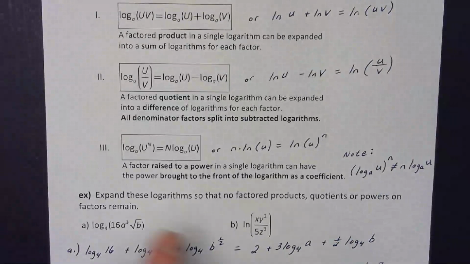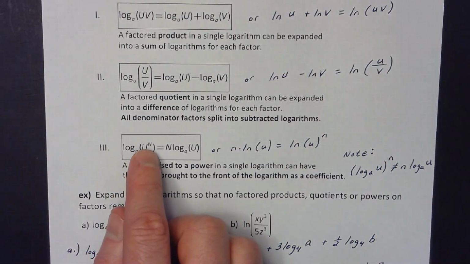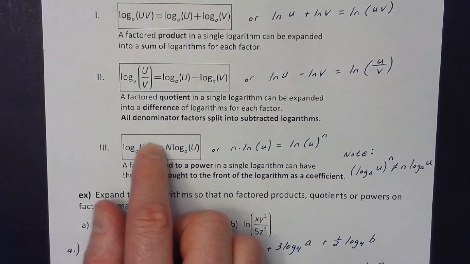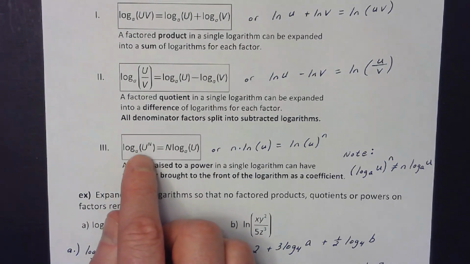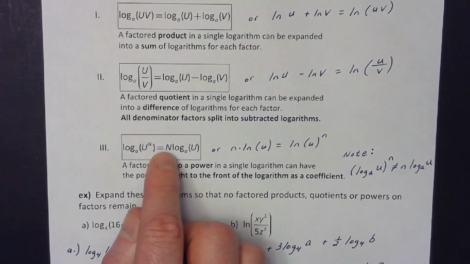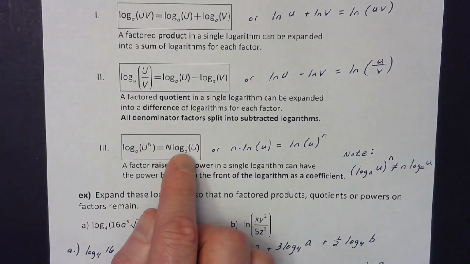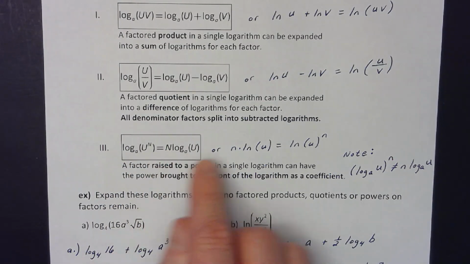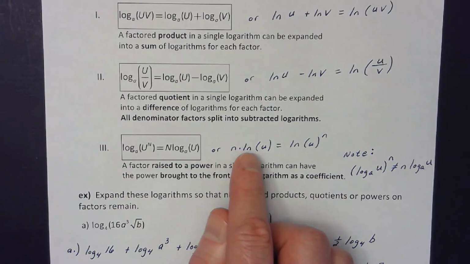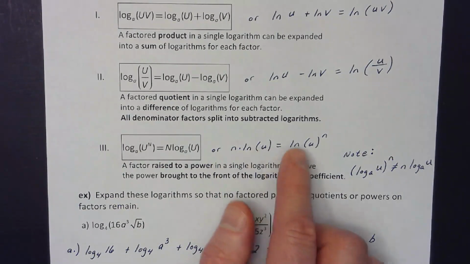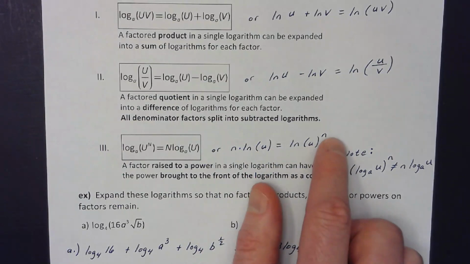Now, anytime you have a power on a term inside of a logarithm, then that power can come out in front of the logarithm, and I can say the log base A of u to the n is the same thing as n times the log base A of u. And notice over here in natural logs, I can say n times the natural log of u is the same thing as the natural log of u raised to the n power.